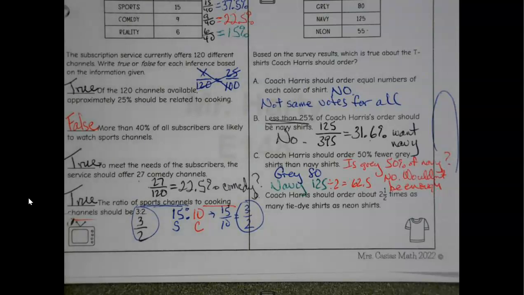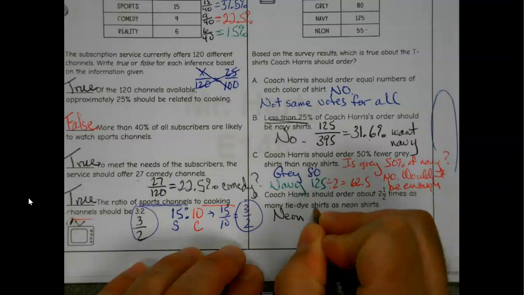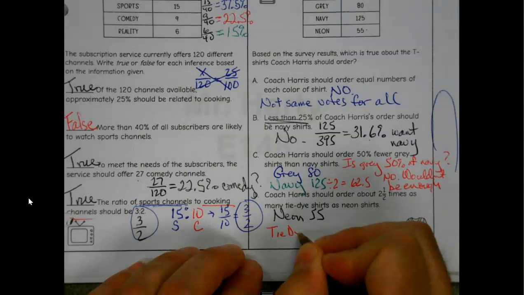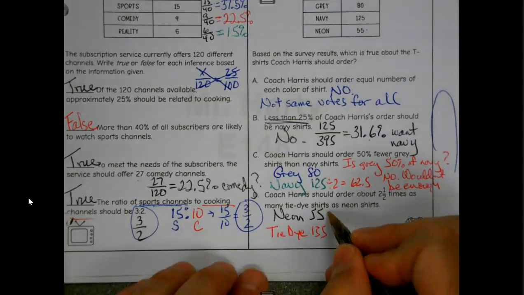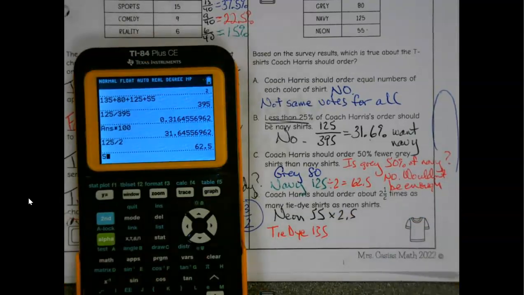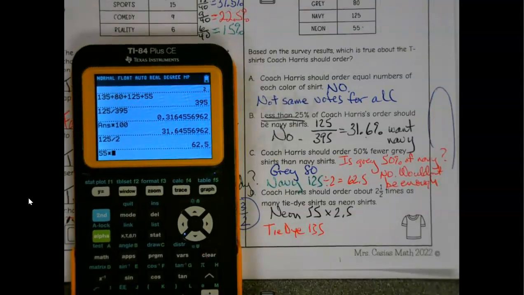All right, last one. My gosh, Coach Harris. Let's get one of these to be yes. Should Coach Harris order about 2.5 times as many tie-dye shirts as neon shirts? Okay, let's see here. Neon 55. Tie-dye 135. All right, so let's see. If we multiplied neon by 2.5. No, not 25. They're not that popular.